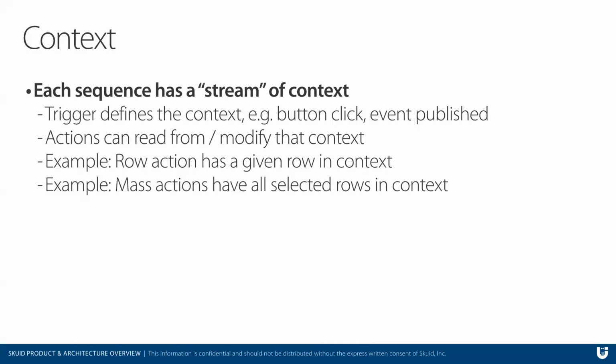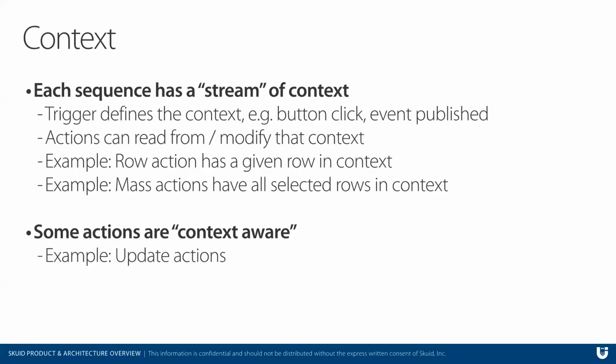There may be multiple rows in context, and based on that, your actions might want to go update a value. So we'll show an example of that here in a second, to make that more tangible. But some actions, like the one we're going to show, are context aware. They could say, take all the rows that are in context and run this action for all of them.